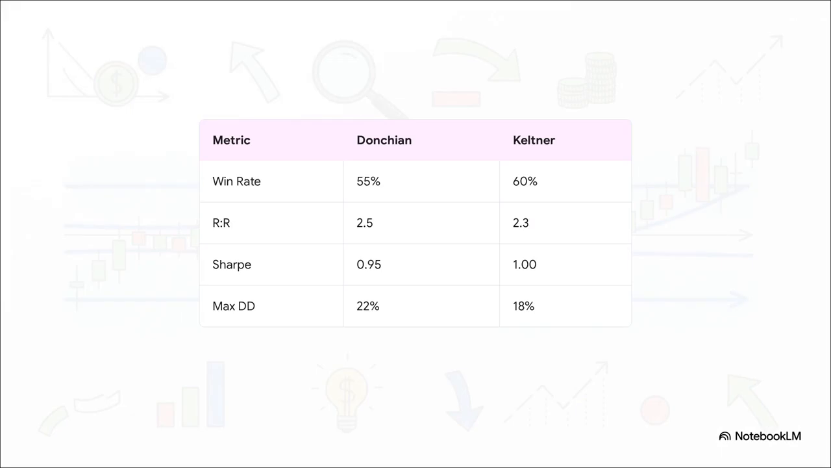When we compare the hard data, the trade-off is pretty clear. The Donchian Channel from Season 1 wins on raw return and has a slightly higher risk-to-reward ratio, but the Keltner Channel absolutely takes the crown for risk-adjusted performance. I mean, it delivers a perfect 1.0 Sharpe ratio, a higher win rate, and significantly lower drawdowns, 18% versus 22%. Simply put, it's the smoother, more consistent ride.